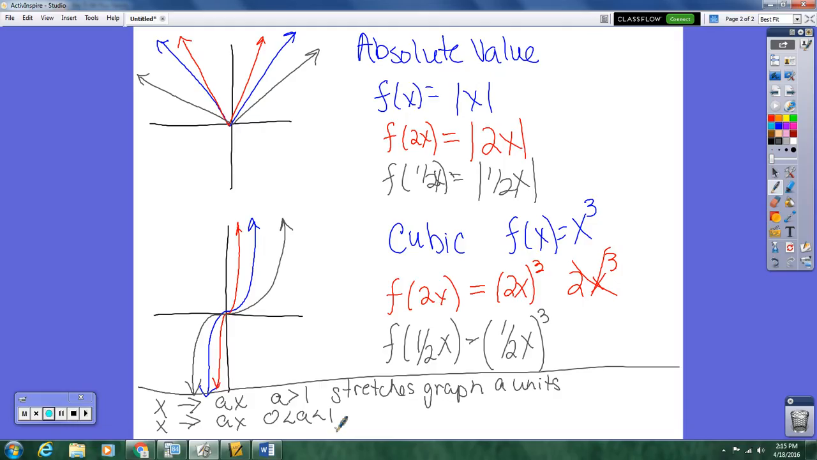So what happened to the 1/2? We put 1/2 on here. What happened to the gray graph? Use the vocabulary we need. It compressed it A unit. So it compresses the graph A unit. Right, so we've moved it right or left, and we can see we've moved it, or we've not moved it. We've stretched it and compressed it using A.